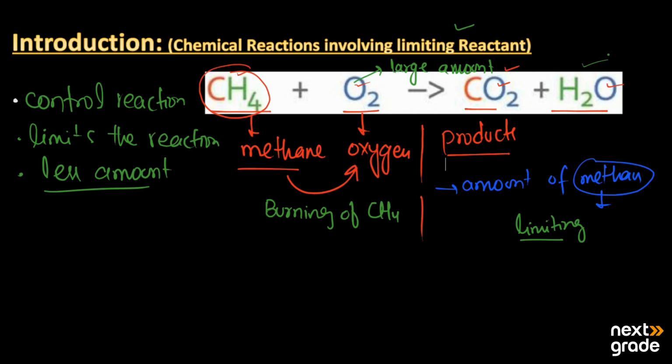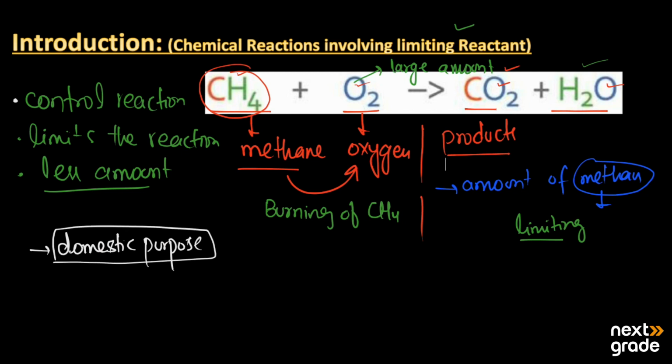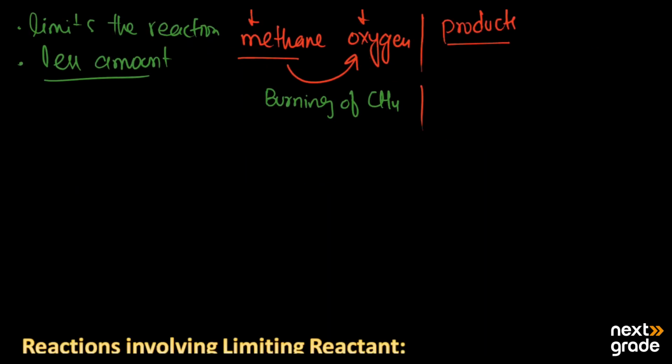So this was a simple example, and methane is used for domestic purposes, the gas that we use in our homes for different purposes, for cooking and for burning. So this is a simple example from our daily life uses.